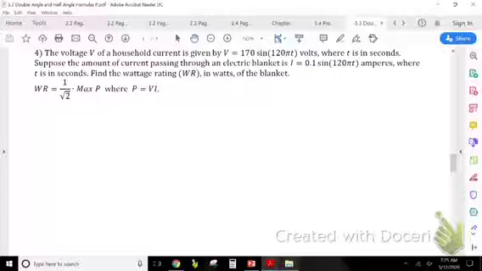All right, well, we know we're after the wattage rating, right? So that's going to be the last part we're looking at. But because it says the wattage rating is 1 over the square root of 2 times the maximum P, I need to know what the maximum P is, don't I?